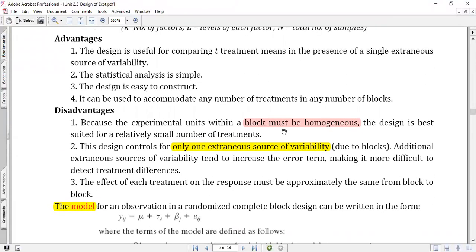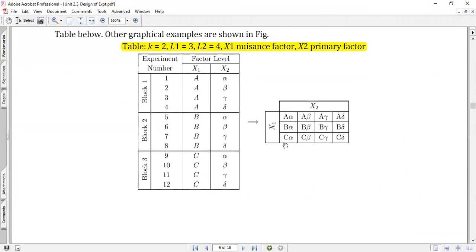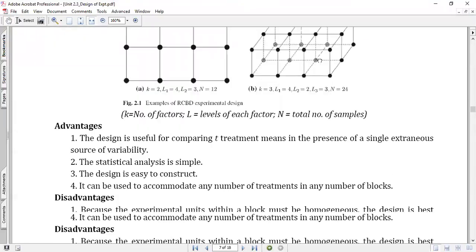The most important disadvantage, or important aspect that you need to see, is that the block must be homogeneous. So the 12 blocks we have seen here should all be homogeneous. This is the experiment conducted on one model, one block, then the second one, the third one. So each experimental combination that you have taken should be uniform. The experimental condition, the model, should be uniform.